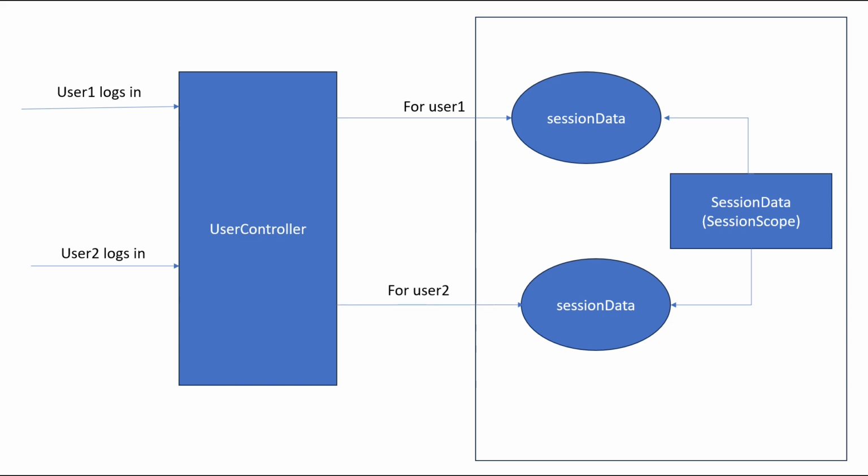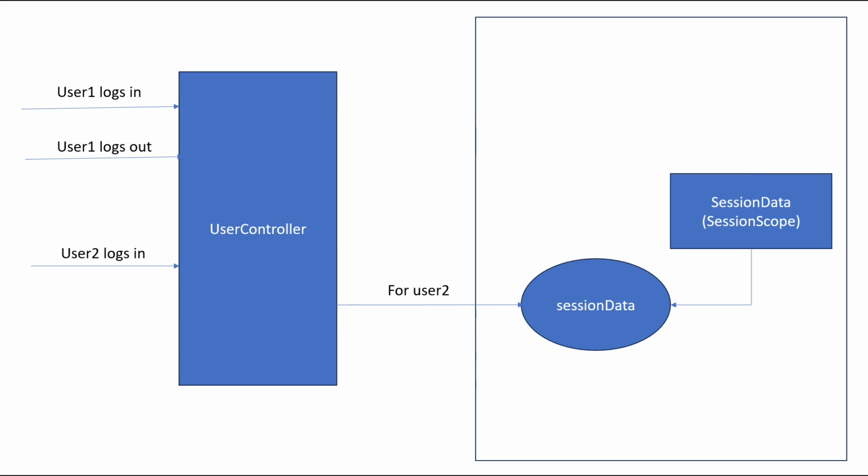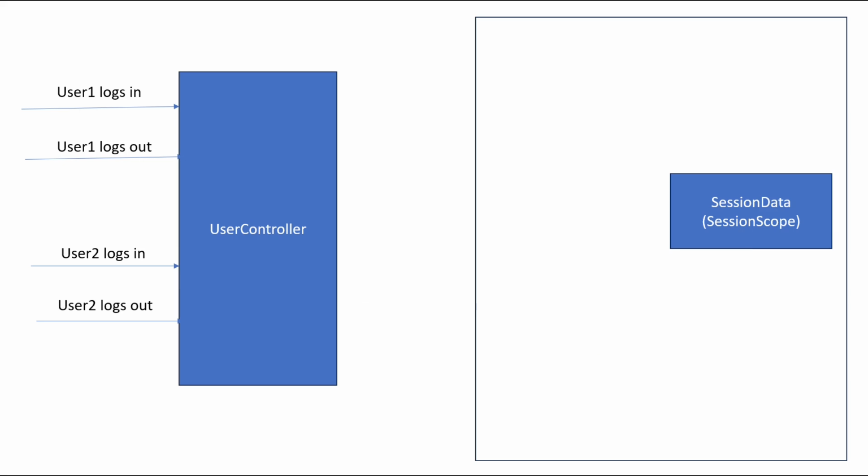Now for user 1, whenever user 1 logs out, what will happen? This session data will be gone for the user 1 session data, because there is no session, right? So for user 1 there is no session, right? Once he logs out, there is no session. That's why the session data object got destroyed. Okay, similarly for user 2 also, when user 2 logs out, this session data object also will be gone. So this is how it will work.